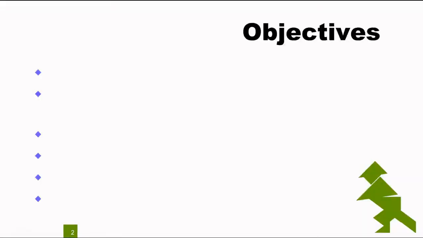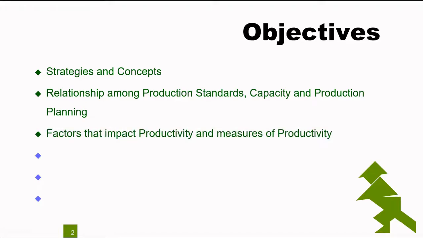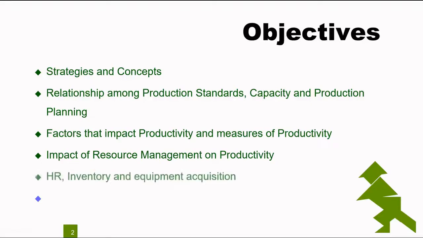So the objectives for this session are as follows. We're going to look at the strategies and concepts related to production planning and control. We're going to talk about the relationship between production standards, production capacity, and production planning. Third, we're going to talk about the factors that impact productivity and measures of productivity. And fourth, the impact of resource management on productivity.